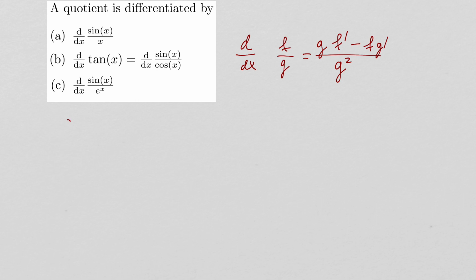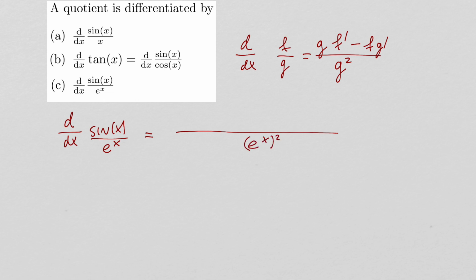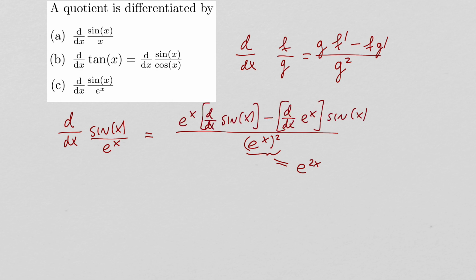Now at last we have to differentiate sine of x divided by e to power x. We get e to power x, squared, in the denominator, and we can note that this is equal to e to power 2x, and the numerator would be like this. Derivative of sine is cosine, and the derivative of e to power x is e to power x.